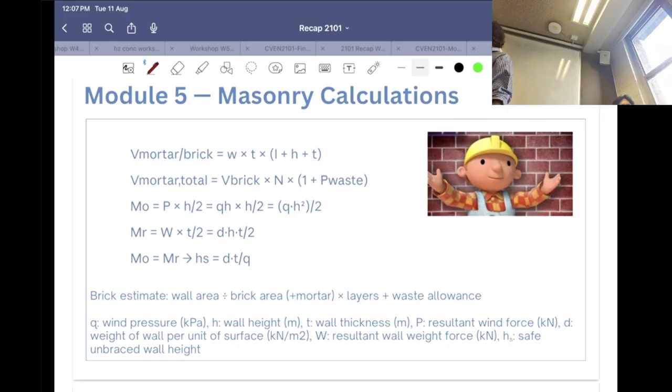For masonry, this will be coming in your long response questions. You will be looking at these formulas: the volume of mortar per brick, the volume of mortar total, the overturning moment, and the resisting moment. We want it so the overturning moment and the resisting moment are equal. That's how we'll find our safe unbraced wall height. So yeah, these are the formulas we use.